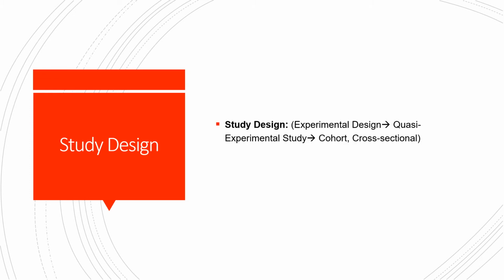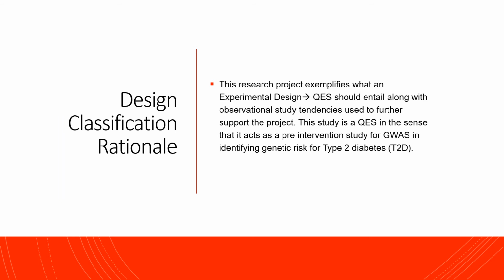Design. I chose to classify this study as experimental design, quasi-experimental study, as well as classified under cohort and cross-sectional classifications that we'll be explaining a bit further. Rationale. This research project exemplifies what an experimental design, QES, should entail, along with observational study tendencies used to further support the project. This study is a QES in the sense that it acts as a pre-intervention study for GWAS in identifying genetic risk for type 2 diabetes.